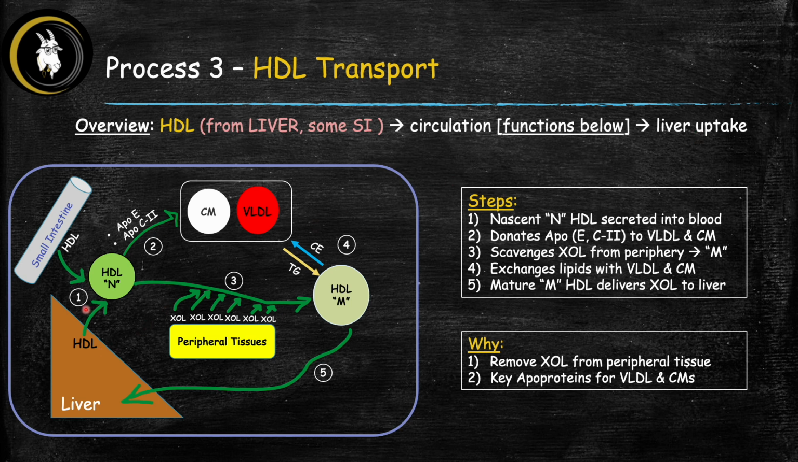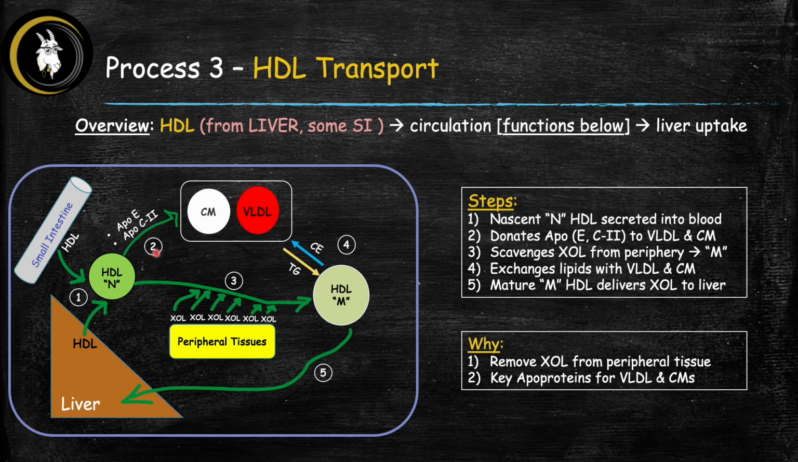So step 1 right here is the synthesis and secretion of HDL. And as we just talked about, it's mostly done by the liver, but a little bit of it is made and released by the small intestines. So that's what we're seeing right here. And just like we saw with VLDL, HDL is also secreted directly into blood. So this one doesn't need to go through lymphatics either. It's getting secreted directly into the blood systemic circulation.